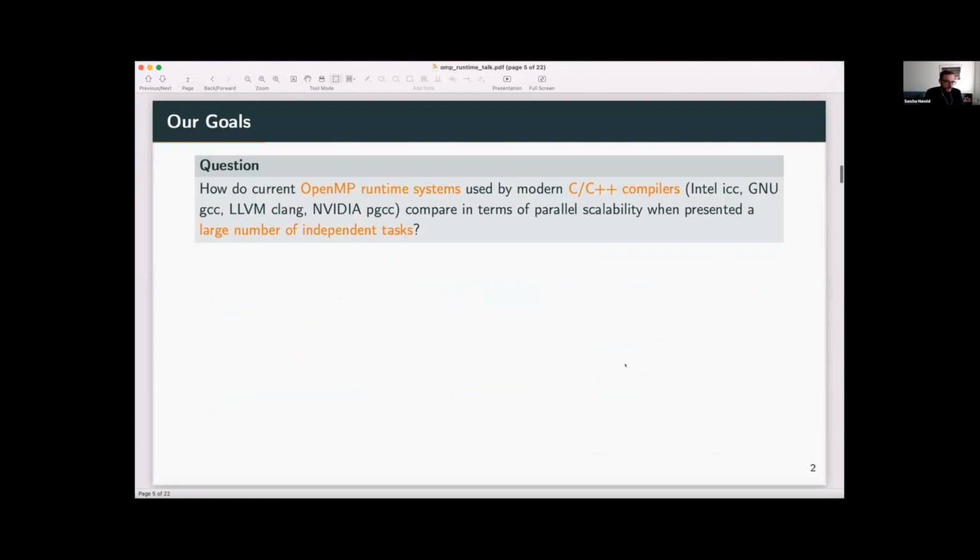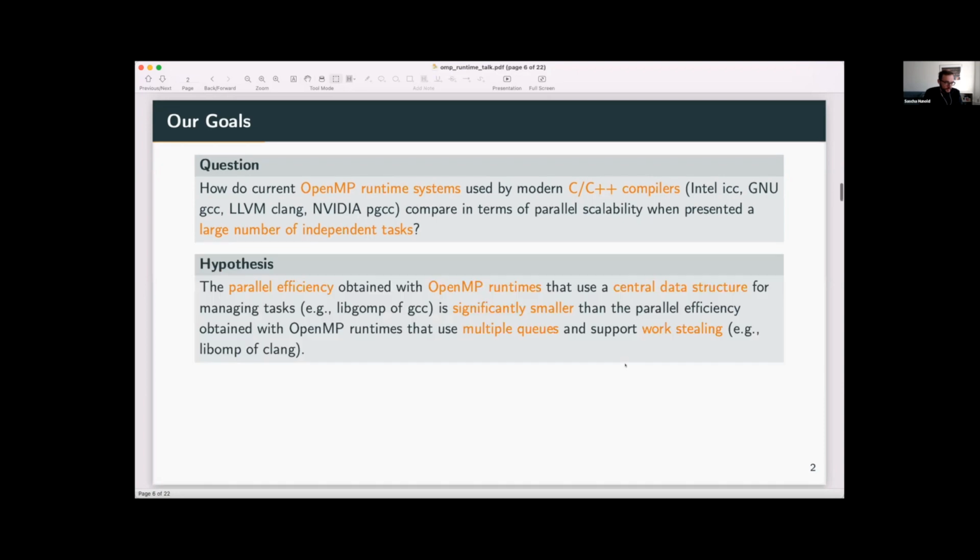So what are the goals here? All these modern compilers nowadays, they implement these OpenMP runtime systems. That's what they have to do. So the question is, how do these current OpenMP runtime systems found in these modern compilers like Intel's ICC, GNU's GCC, Clang of LLVM, and NVIDIA's PGCC, how do they compare in terms of parallel scalability when they are presented a large number of independent tasks? That was just the idea here.